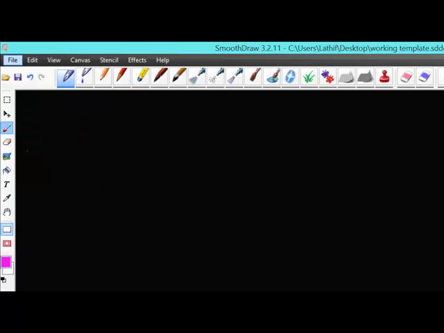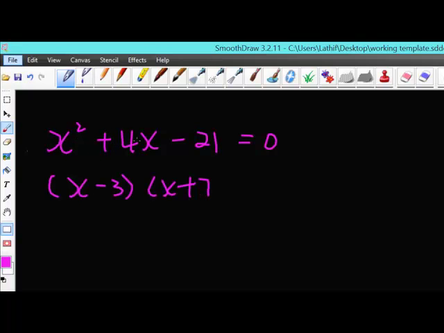Given the zero product rule, how does this help us in solving quadratic equations? Suppose we have the following quadratic equation: x squared plus 4x minus 21 equals 0. We can actually factorize the left-hand side. This is similar to the example that I gave you earlier. When we factorize using the multiplication frame, it gives us x minus 3, x plus 7 equals 0.